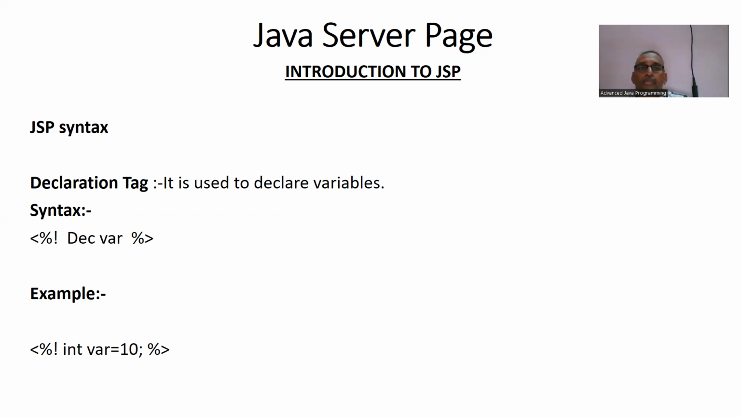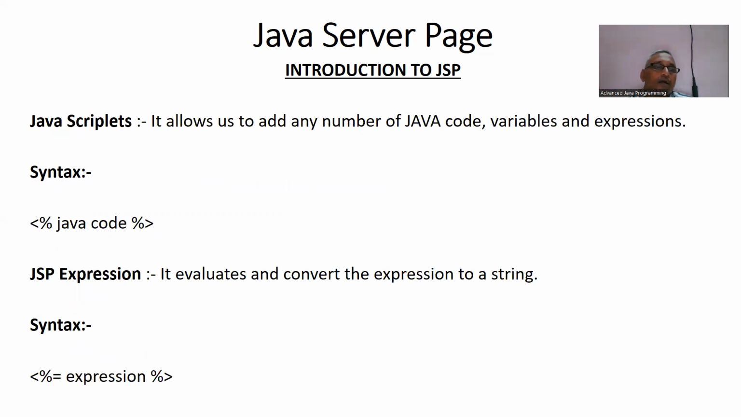This is JSP syntax. Next thing, scriptlet. A scriptlet allows us to add any number of Java code statements, variables, and expressions. The syntax is less than symbol percentage, Java code, and close the tag. JSP expressions evaluate and convert the expression to a string. Syntax: less than symbol percentage equal to, expression, close the tag.